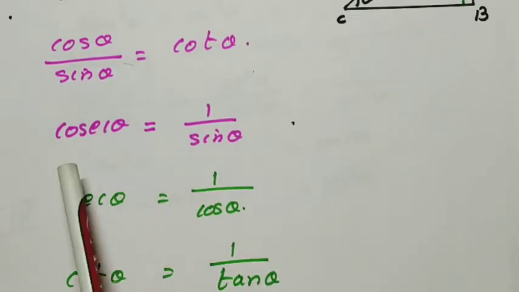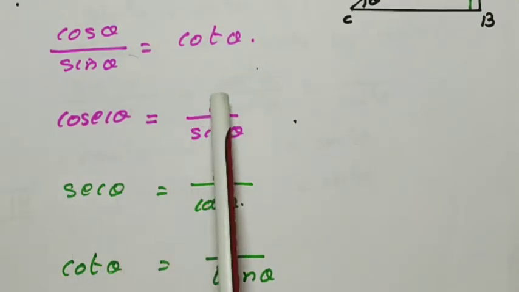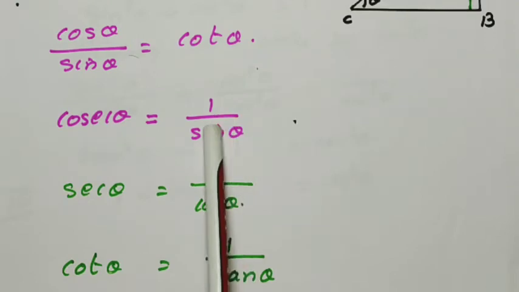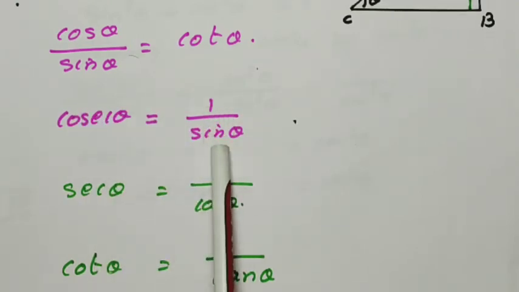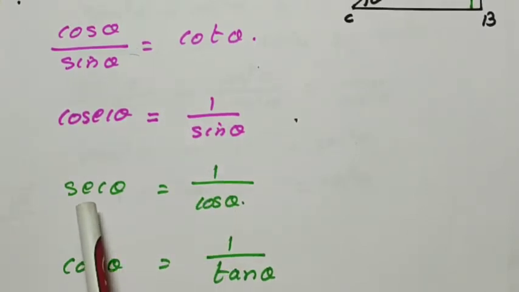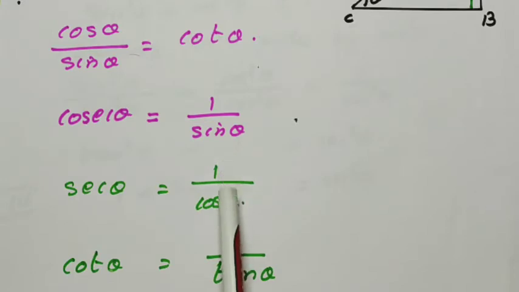As we have finished now, what is cosec? Cosec is inverse of sin. Sin is inverse of cosec. Therefore, sin theta is 1 upon cosec theta or cosec theta is 1 upon sin theta. Next is sec theta. Sec theta is 1 upon cos theta or 1 upon sec theta is equal to cos theta.